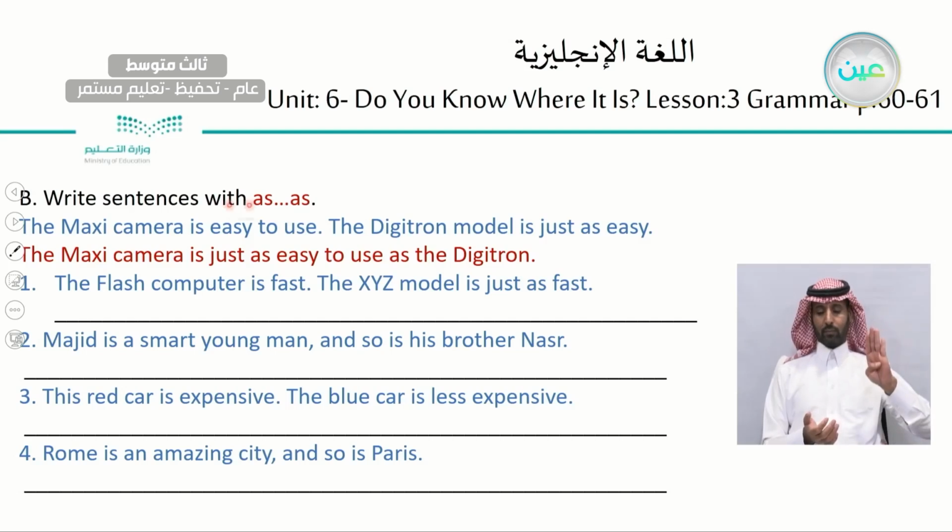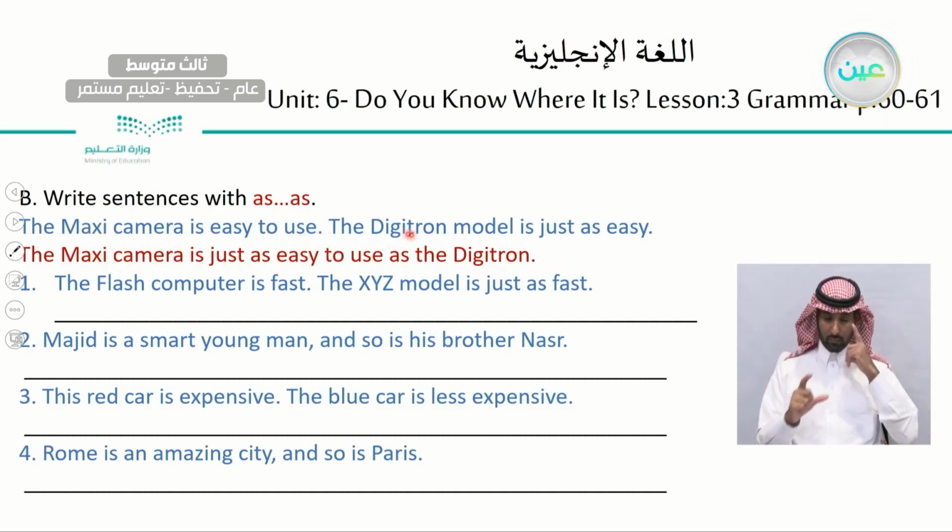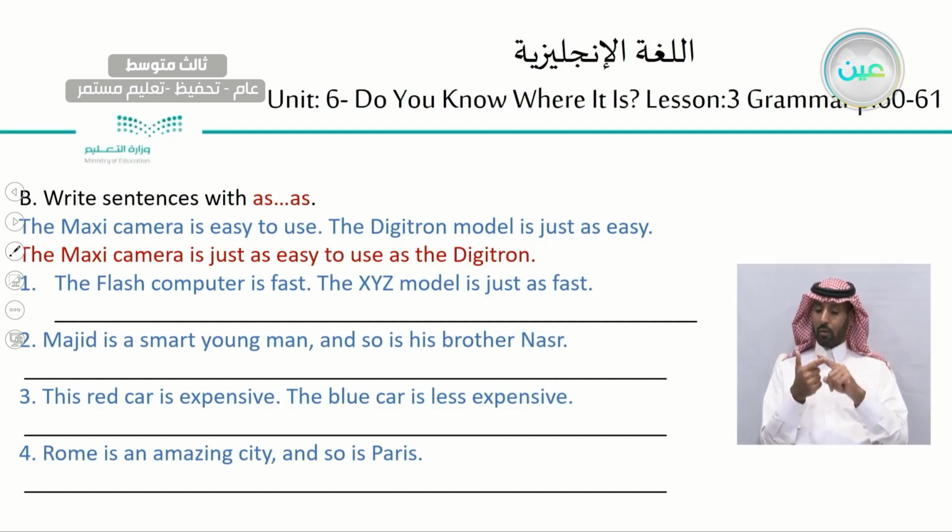Write sentences using as and as. For example, the Maxi camera is easy to use. The Digitron model is just as easy. So we are comparing between 2 models of cameras. So they are the same. How can we make these 2 sentences into one? The Maxi camera is just as easy to use as the Digitron.